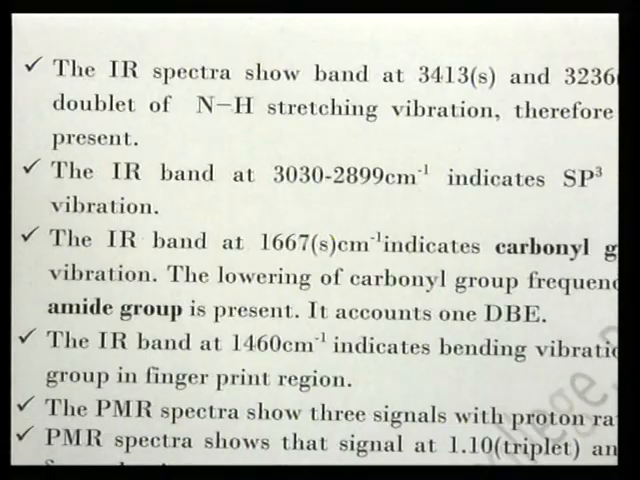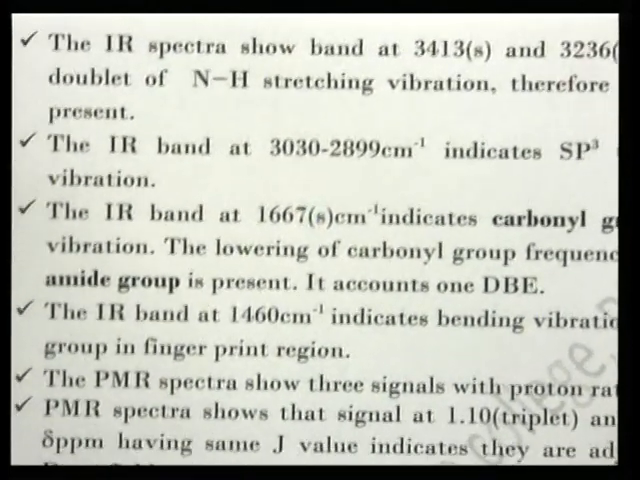Now, looking at the IR spectrum, a doublet is observed at 3413 sharp and 3236 sharp. These two bands of the doublet indicate 2 NH bonds in the functional group. So NH stretching vibration is there.